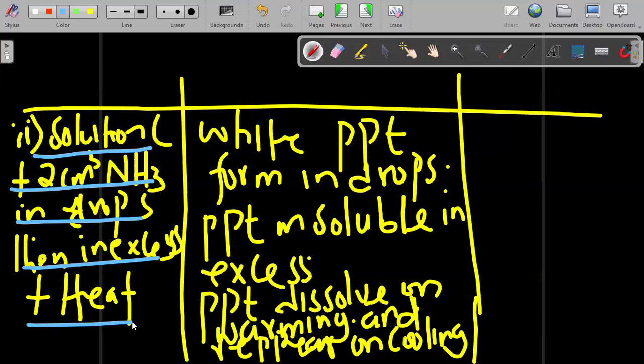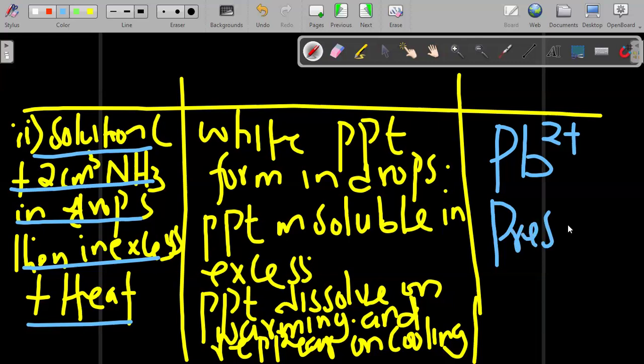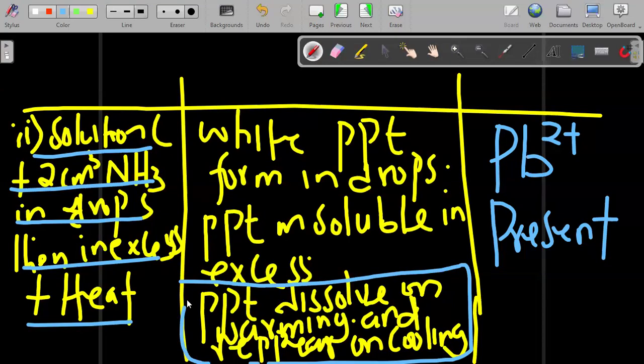So what are we seeing here? Pb2+ present. Like I said, you might not see the plus heat. If you're not seeing the plus heat, that means this part will not be part of it anymore. That can only be part of it when you heat it. Is it clear? Yes, sir. Okay, write that.